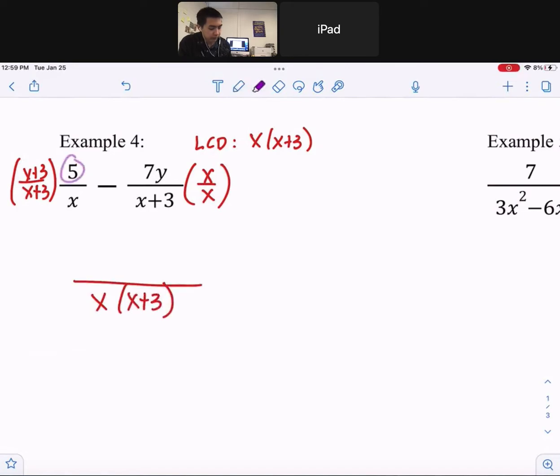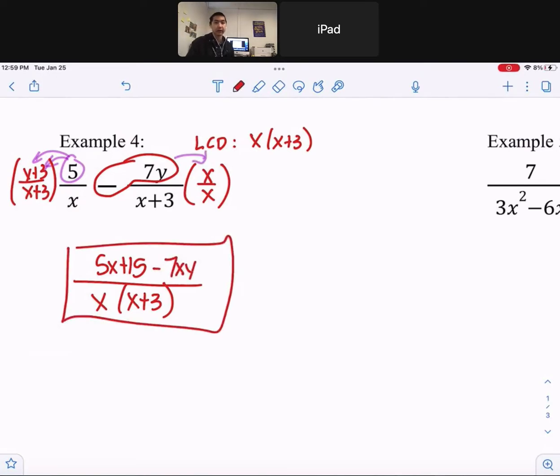So here we have to distribute this, you guys, to both of those to make it 5x plus 15. And then this minus sign actually gets attached to that one, you guys, that numerator. So negative 7y times x, negative 7xy. The top cannot simplify, so that is going to be our answer.